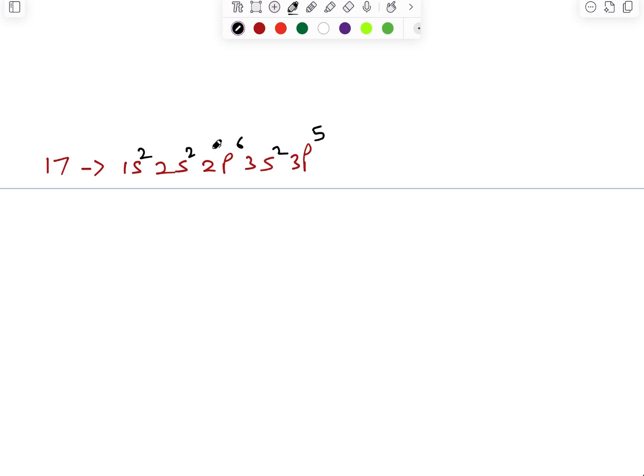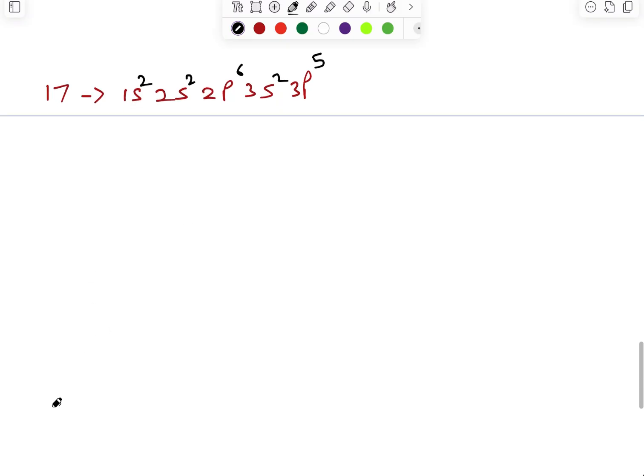So let's see. 2 plus 2 is 4. 4 plus 6 is 10. 10 plus 2 is 12. 12 plus 5 is 17. So that's okay. Now, so let's go now. The 1s. For the 1s, we have this.